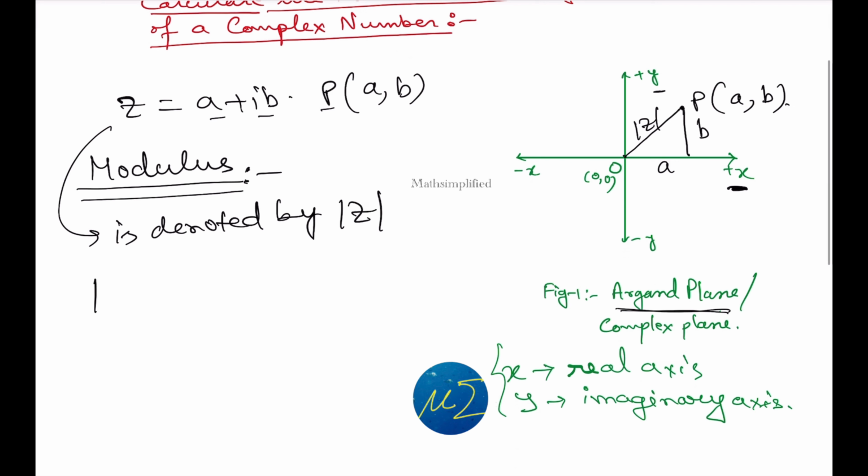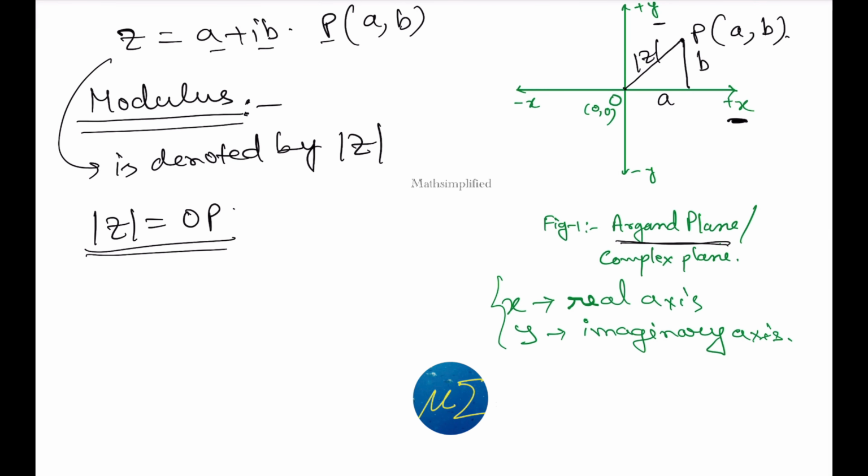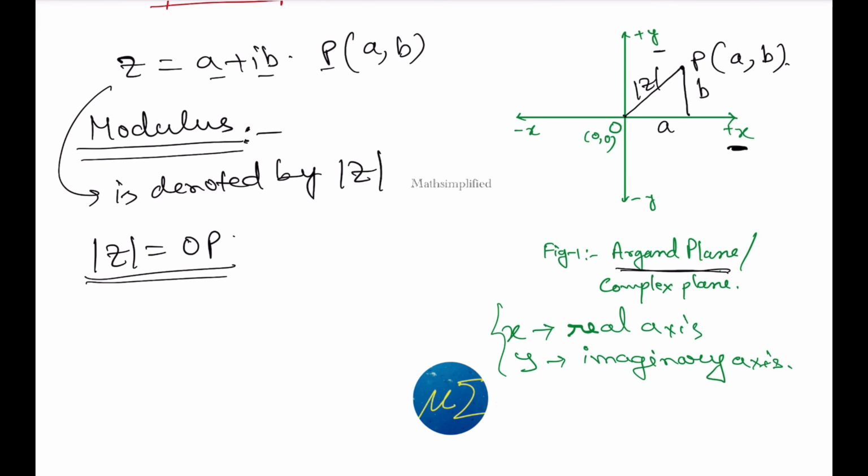So I will calculate this OP distance. Basically mod z equals the OP distance, the distance of the complex point P from the origin. That's clear? Now how will we calculate this OP distance? Let's see. Say this point is named A. So OAP is a right angle triangle, in which OA is the base, PA is the height and OP is the hypotenuse.